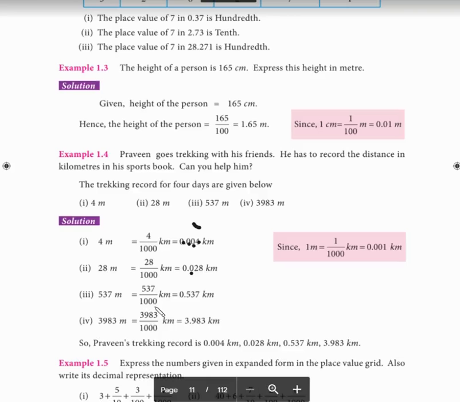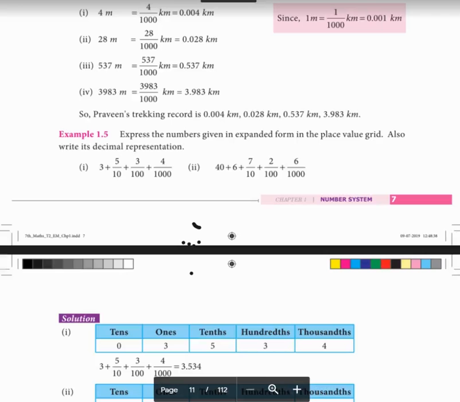So 537 divided by 1000. Sorry, 0.537. After 3 digits, 1 2 3, we have to keep a decimal point, right? Here in the numerator we have 4 digits, that is 3983 divided by 1000. After 3 digits, we have to keep a decimal point, 1 2 3, that is, we have 3 zeros, so we keep a decimal after 3 digits. Yes, children, right? Based on these examples only, we have some exercise sums. I will teach you now.